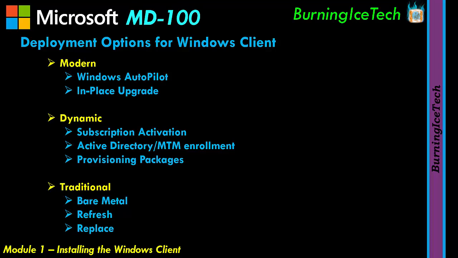The modern method refers to transforming the existing operating system. The dynamic method refers to applying configurations, and the traditional method replaces the whole operating system.